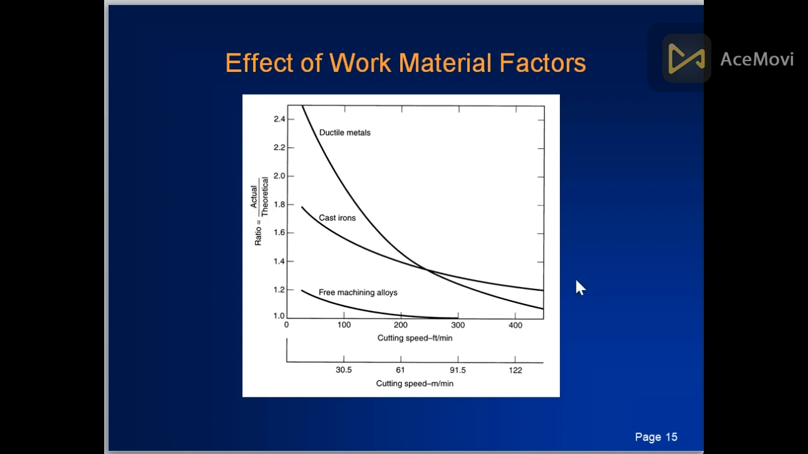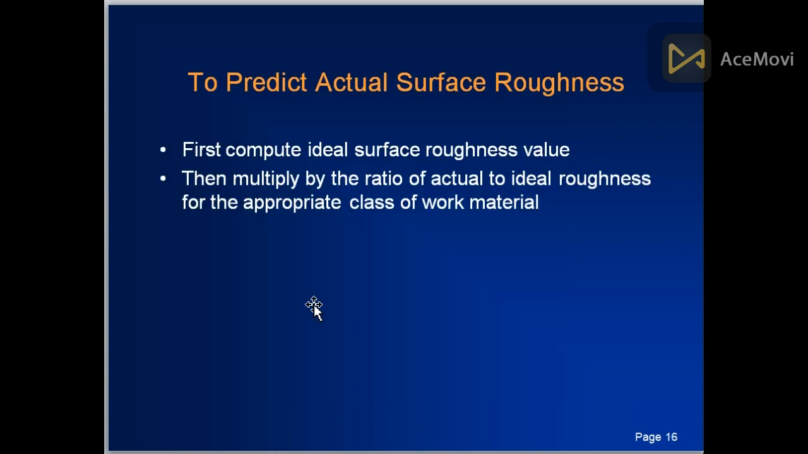The ratio is given on this side, and this is the cutting speed. As the cutting speed increases, the ratio decreases, and these are the curves for different metals. This is ductile, this is cast iron, and this is free machining alloys.